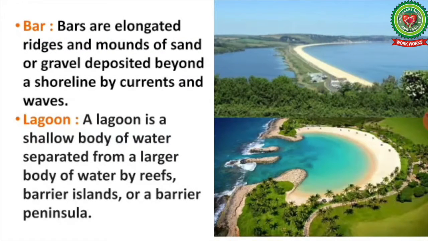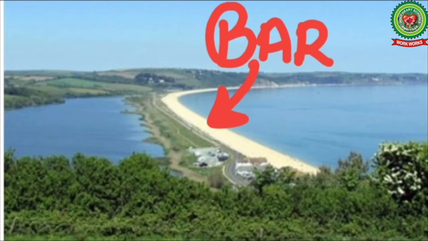Bar. Bars are elongated ridges and mounds of sand or gravel deposited beyond a shoreline by currents and waves.